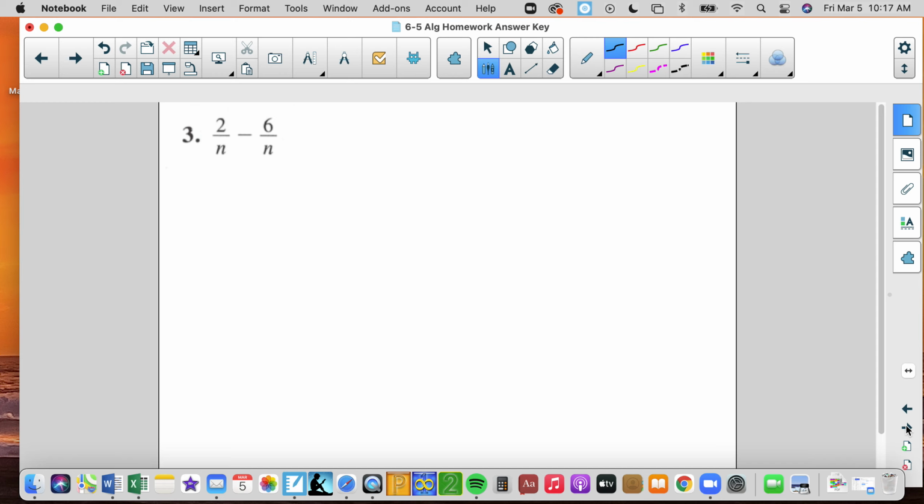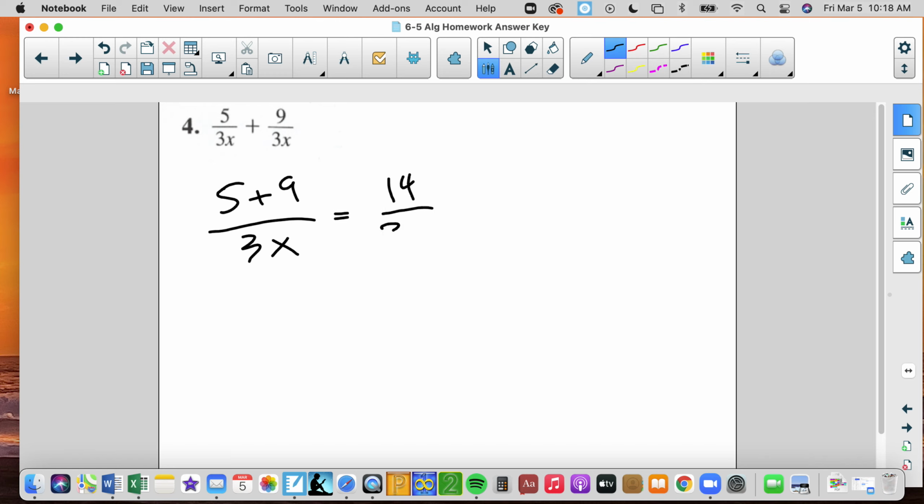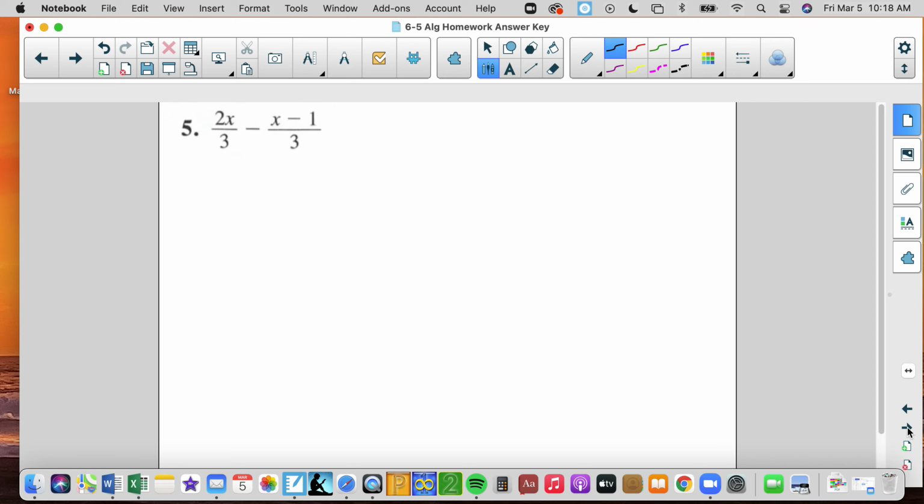Question number 3, like denominators, so we can combine their numerators. 2 minus 6n gives me negative 4 over n. I can't reduce that fraction because there's no common factor or variable. Next, like denominators, let's combine their numerators. Those are like terms, they're both constants, so we get 14 over 3x. We can't reduce that because no number goes into both 14 and 3.